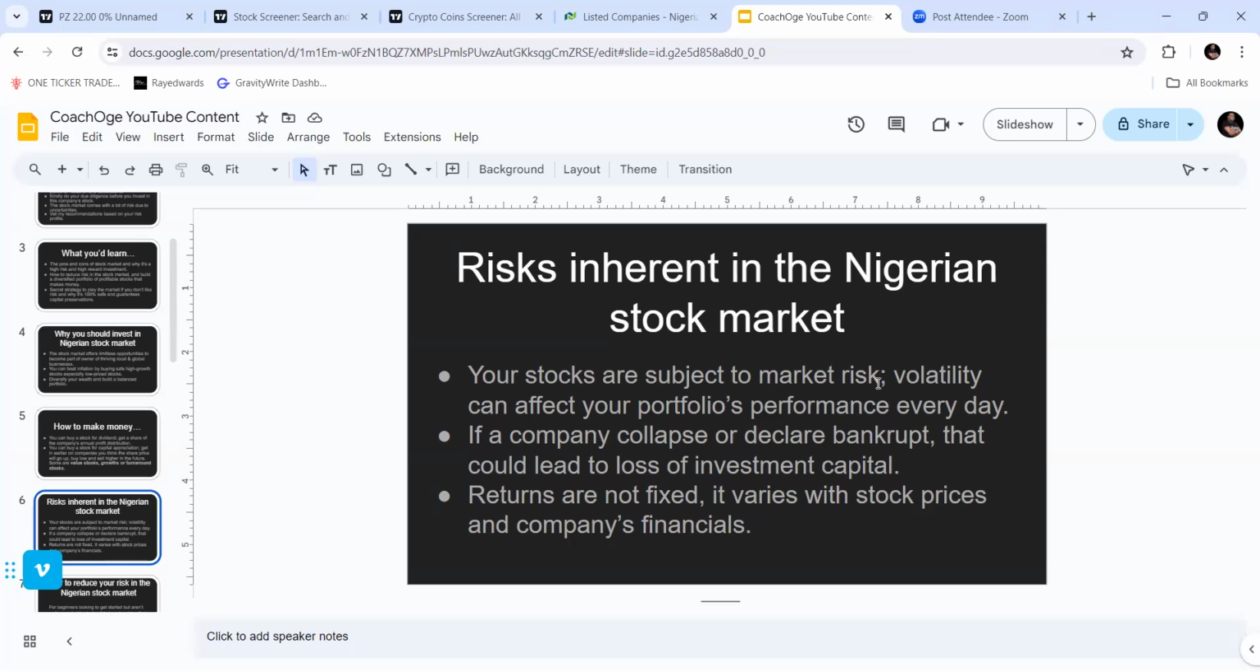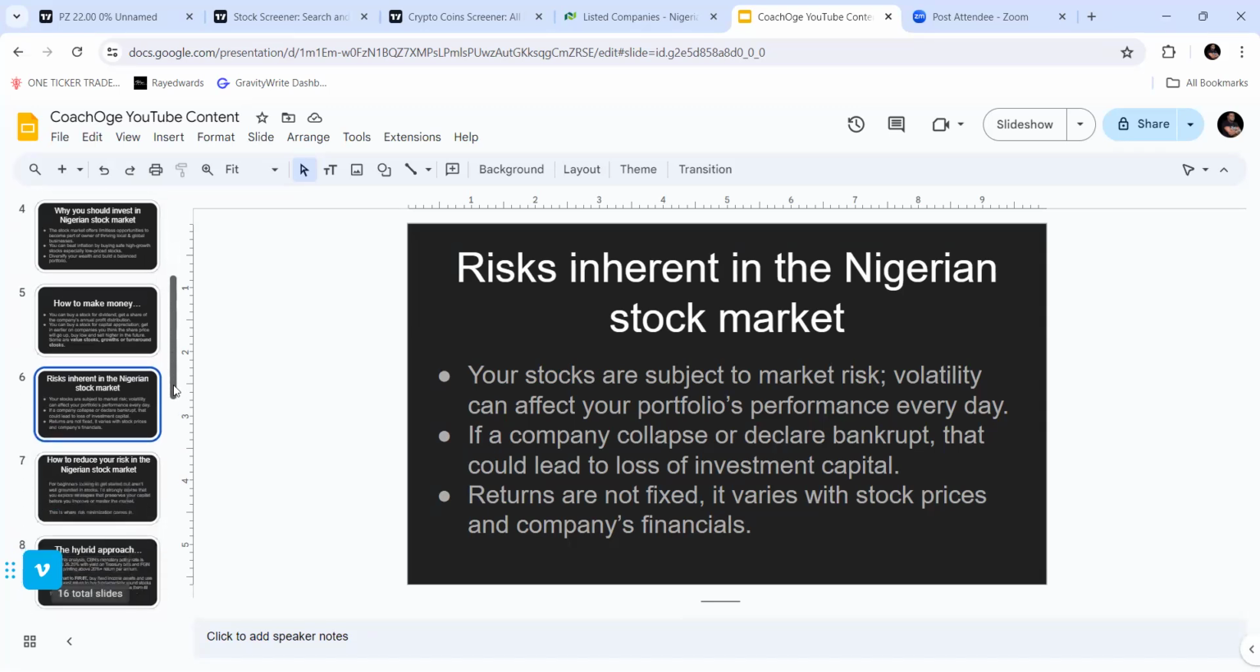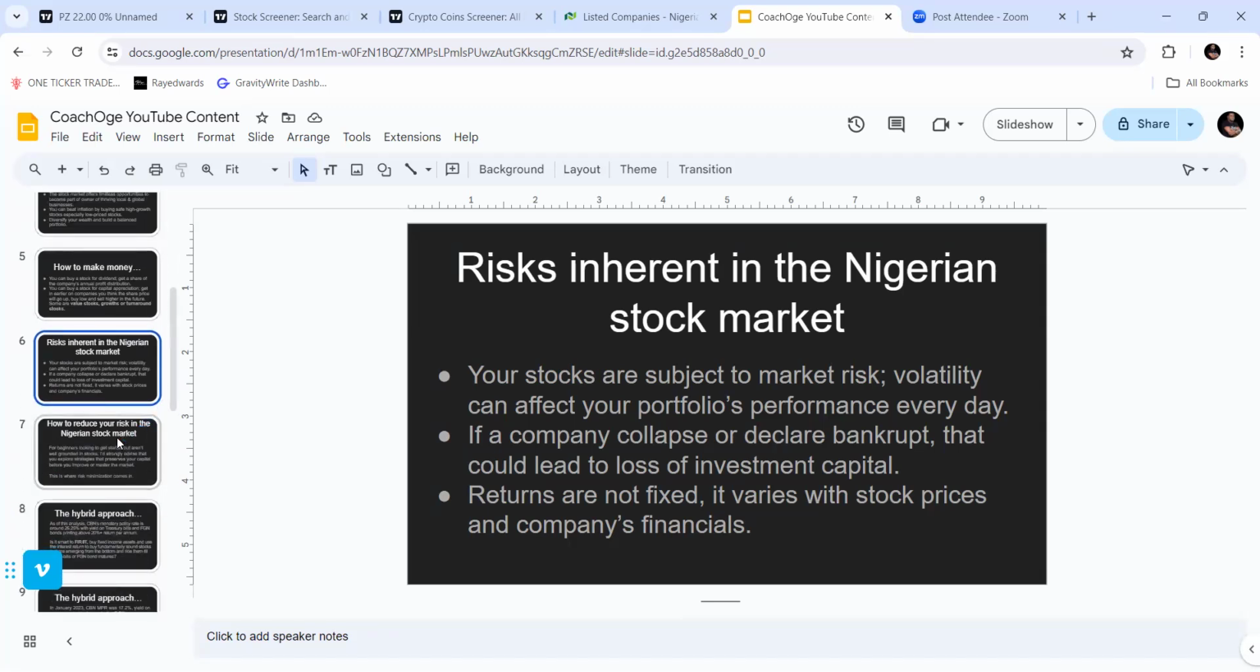Then the returns are not fixed. Stock market is not a savings or fixed deposit account where you put money and then at the end of the day, you're expecting a fixed return. Your returns are not fixed. Even dividend itself is not fixed. What you earn this year might be smaller or bigger. What if the company declares a lower dividend next year? So returns generally in the stock market are not fixed. They vary with stock prices and based on companies' financials. I'm just trying to make this easier for beginners to quickly catch up with the stock market.